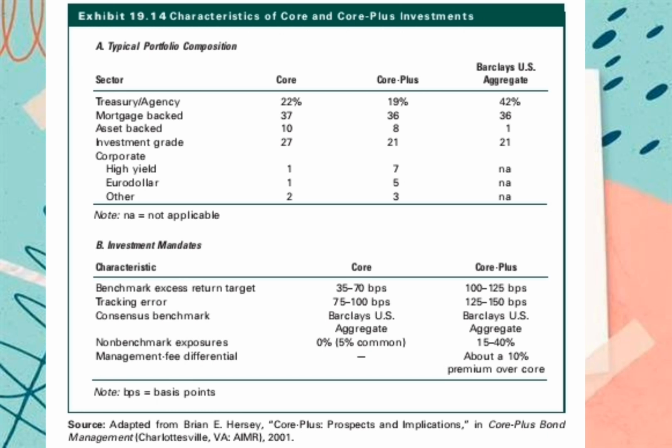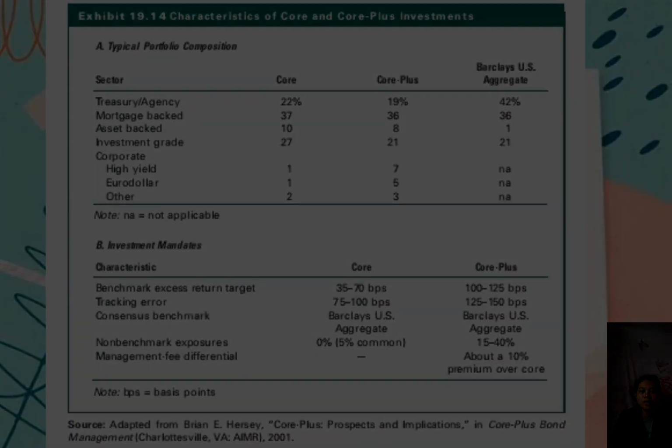Part B contrasts investment mandates, showing that core plus strategies aim for higher excess returns, 100 to 125 basis points versus 35 to 70 basis points, and have higher tracking error and non-benchmark exposures compared to core strategies. Management fees are also typically higher for core plus funds. The data highlights the differences in risk and return profiles between these two investment approaches.